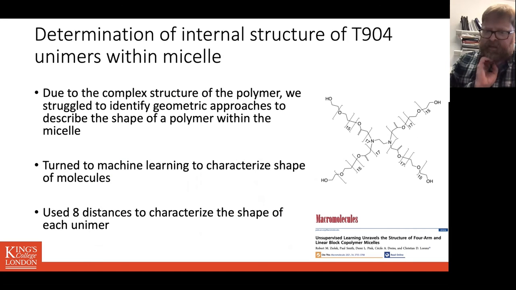We've also tried this on an even more complicated molecule. We also study polymeric nanoparticles, and we're studying what's called a tetronic, which has four arms, and they're basically ethylene oxide or propylene oxide and ethylene oxide block copolymers on each arm. We began studying a nanoparticle of these, and we wanted to try to understand what the conformations are of these molecules within the nanoparticle. And unfortunately, I wasn't smart enough to figure out any cool geometric rules to describe this molecule.